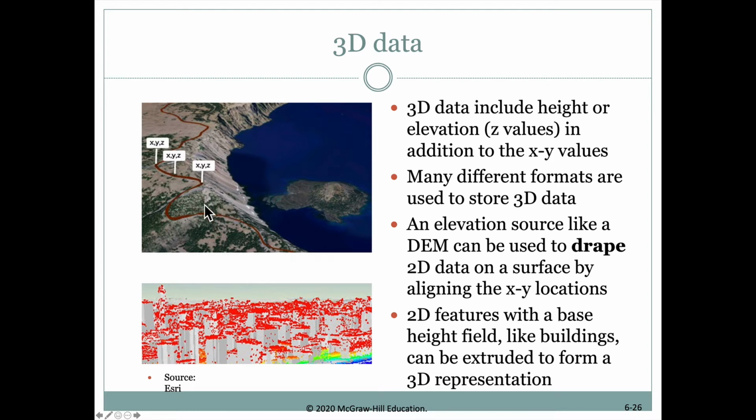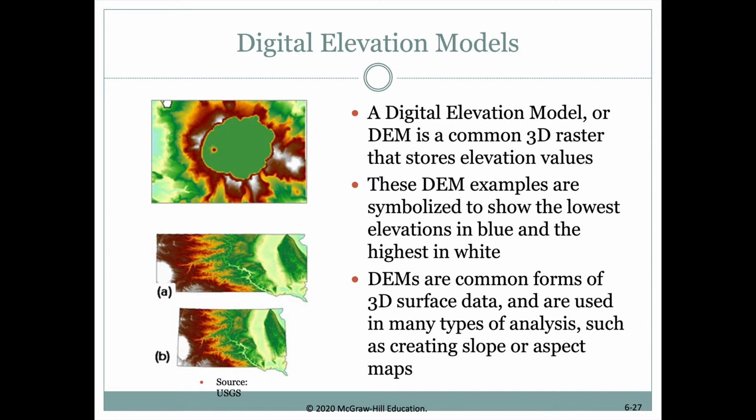But once we put something like a digital elevation model into the GIS, then we can, for example, drape an aerial photograph on top of that, or we can put our roads to match those values of X, Y, and Z along the digital elevation model. For the example with the aerial photograph, sometimes we call that draping 2D data onto a 3D surface. But the other thing that we can do is take 2D features that have a base height, like a building, and then we can pull those up or extrude them into the third dimension in order to make a display.